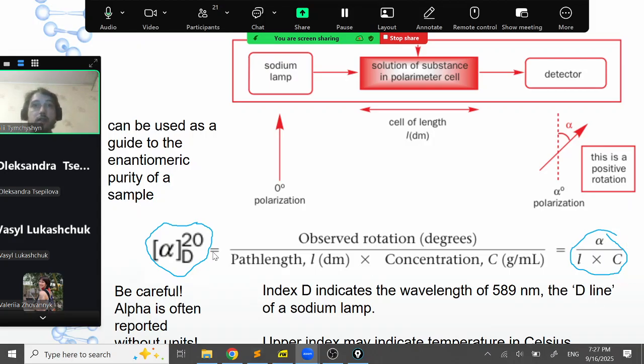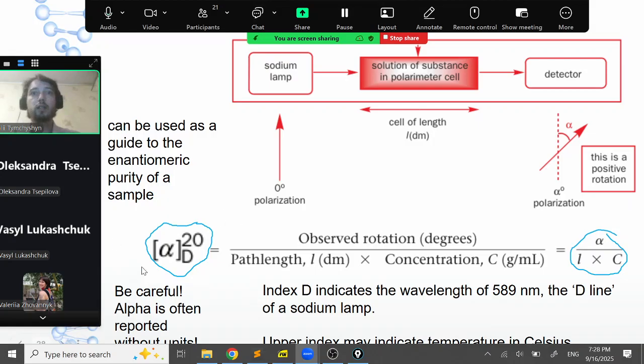So that's the main idea. By calculating this alpha D20, D means the wavelength that we use, and 20 means the temperature, because there may be some dependence on temperature and on the wavelength, so we are just fixing them. We are trying to exclude at least some parameters that are irrelevant, and just leave something that has to do with the chemical itself.